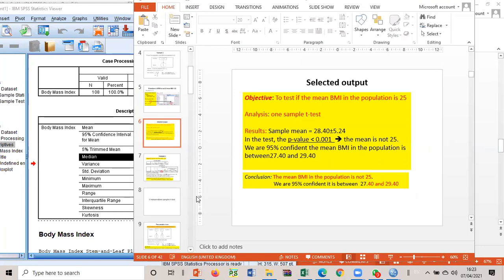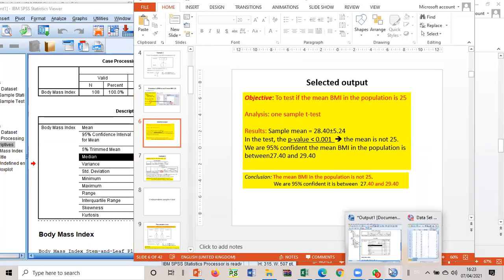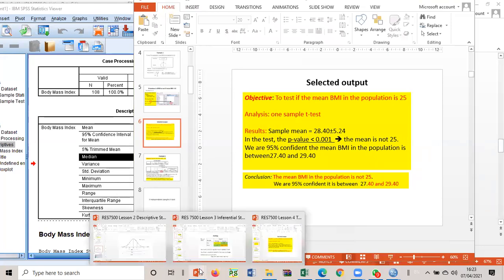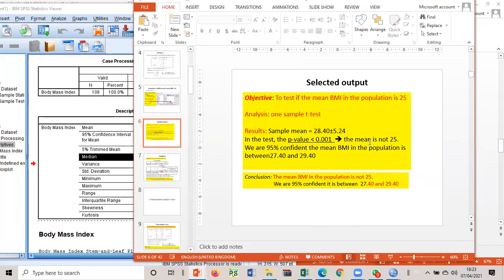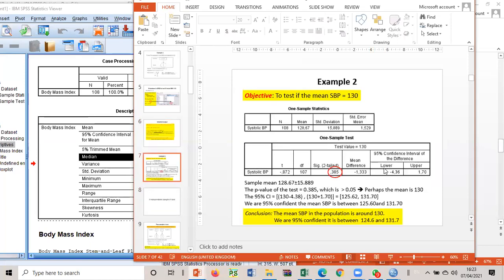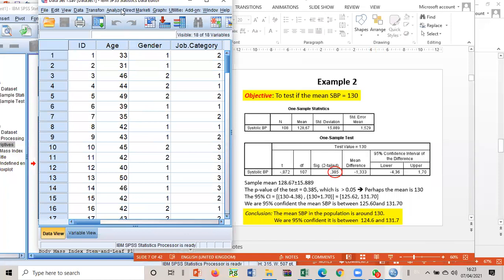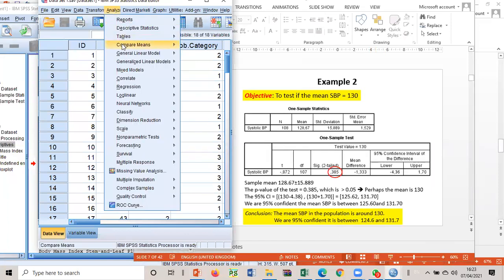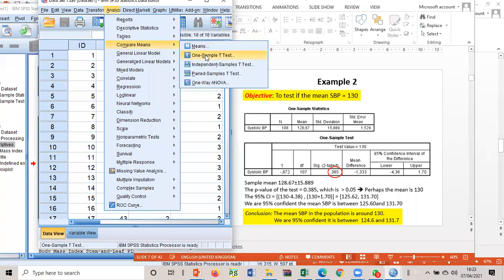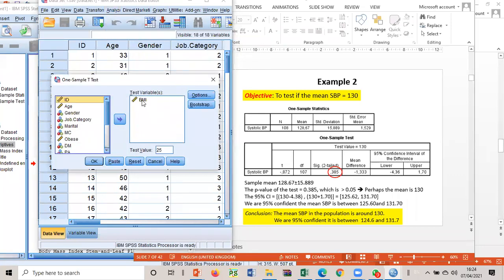Okay, let's do number two. Next one. See the slides. What's the next example? SBP. To test if the mean is 25... no, to test if the mean SBP is 130. All right, let's do it. Analyze, compare means, one sample t-test. All can follow? Yes, we are here.